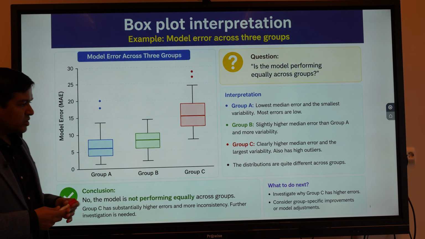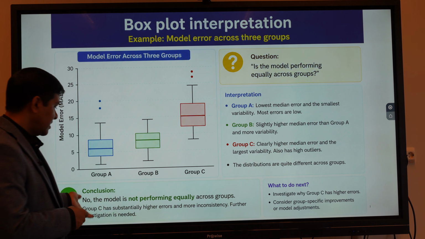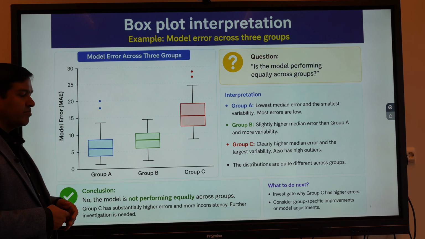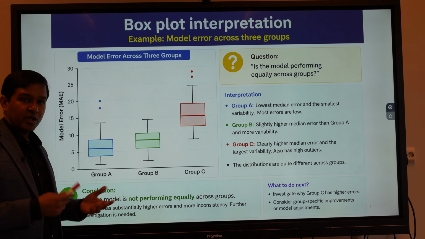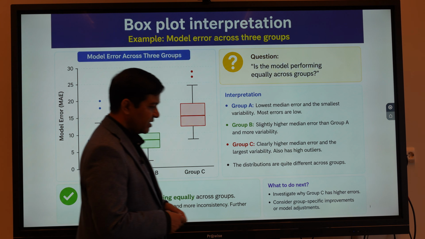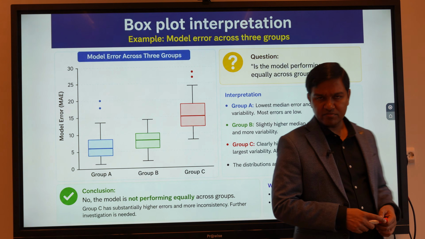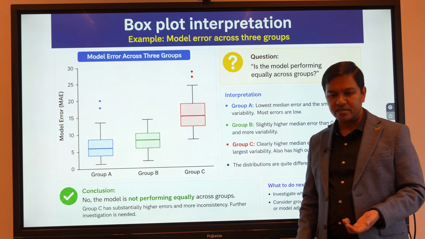So a box plot can help in identifying many of the effects, and it is a very simple way for different tasks.